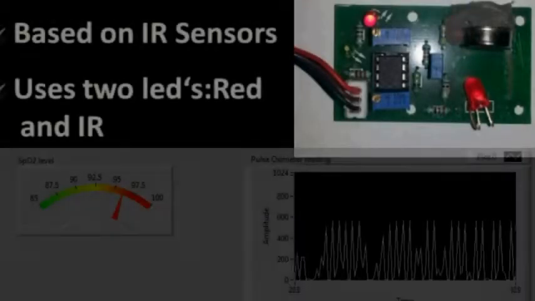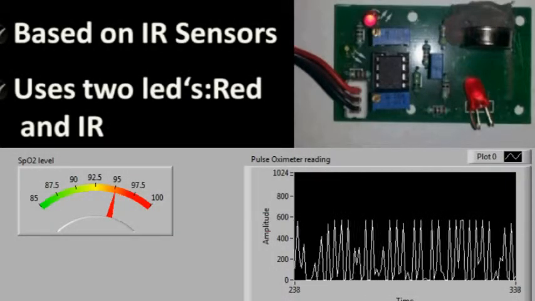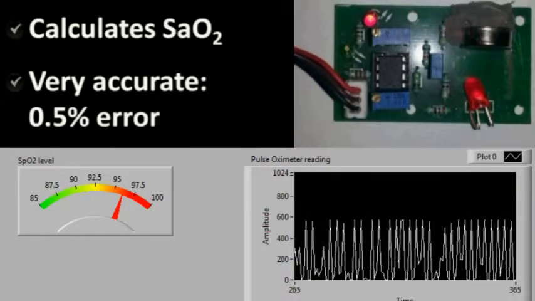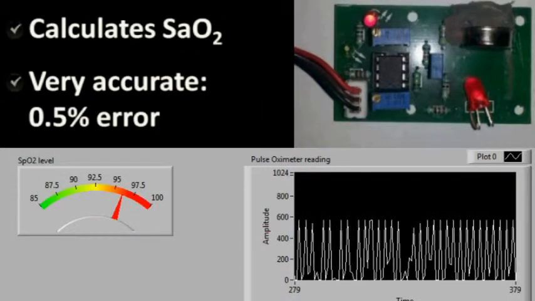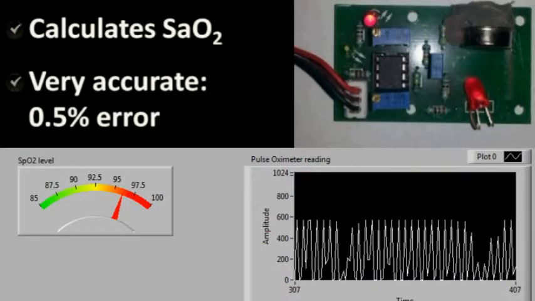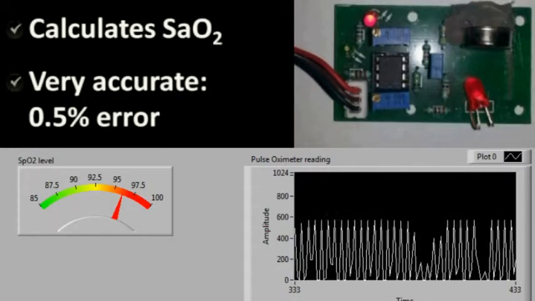The next component we'll be talking about is the pulse oximeter. The oximeter measures the saturated oxygen content in the blood. It is based on the difference in the absorption of red and IR light by the human tissue. Saturated oxygen content in the blood is calculated by interpolation of the ratio of the IR and red light. The SpO2 levels are displayed on the front panel using the SpO2 level meter as shown below.